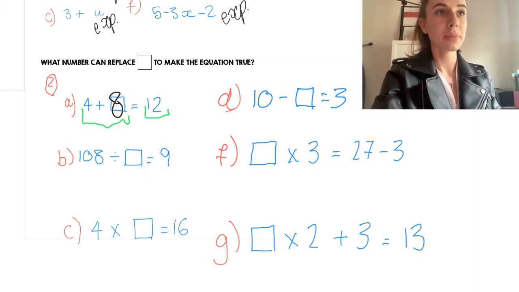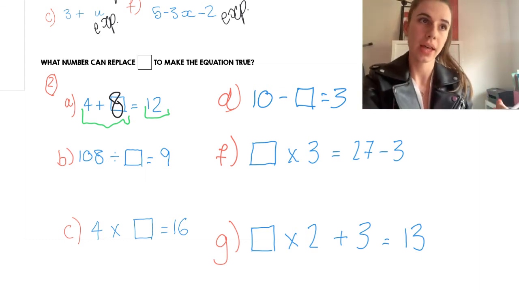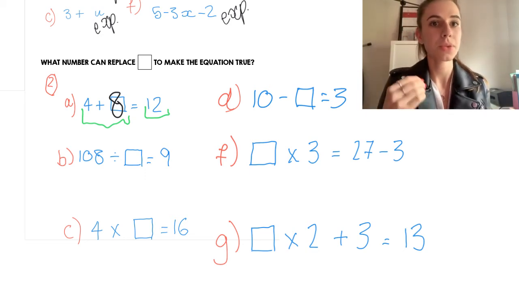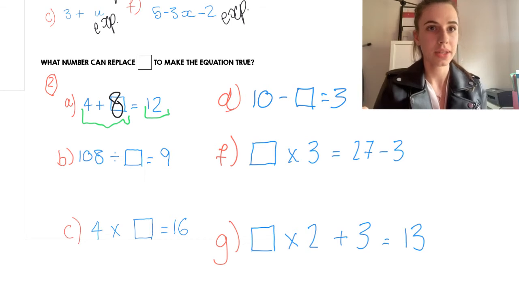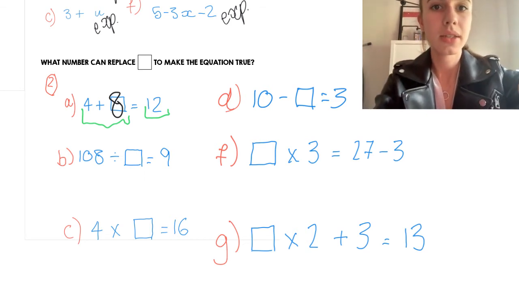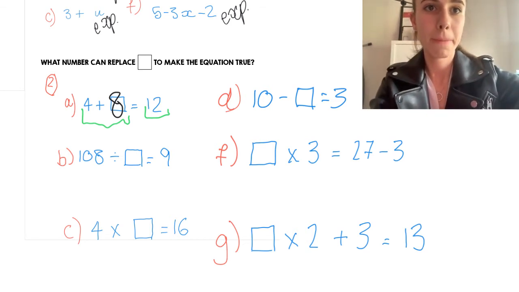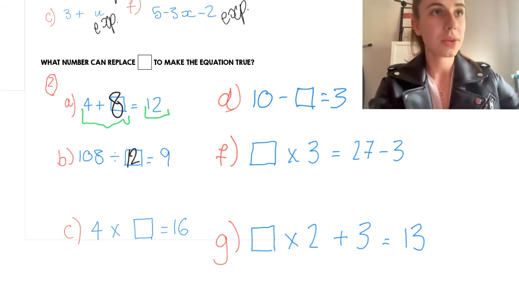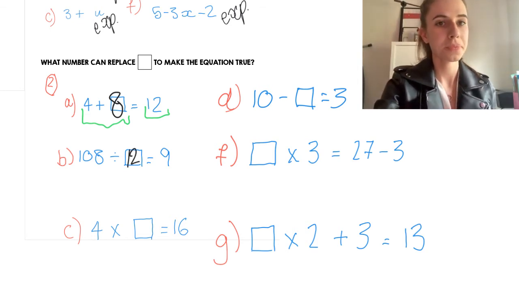108 divided by something gives 9. Now, if you know your times tables, you will know that 9 times 12 gives 108. So 108 divided by 12 equals 9, and that's your answer.